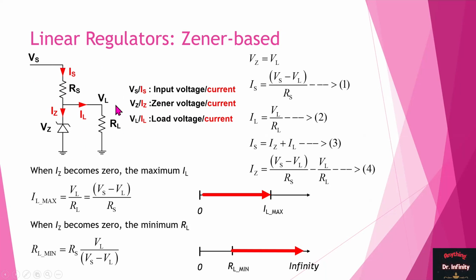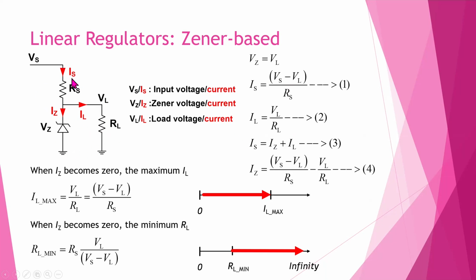So since we have connected the load in parallel with the Zener diode, the load voltage should be equal to the Zener voltage. Here is the IS. IS has two parts, IZ and IL. So now we can obtain the expression for the IS, which is given by Vs minus VL divided by Rs. Rs is the resistance of the source. So here is the expression for the load current given by VL divided by RL.